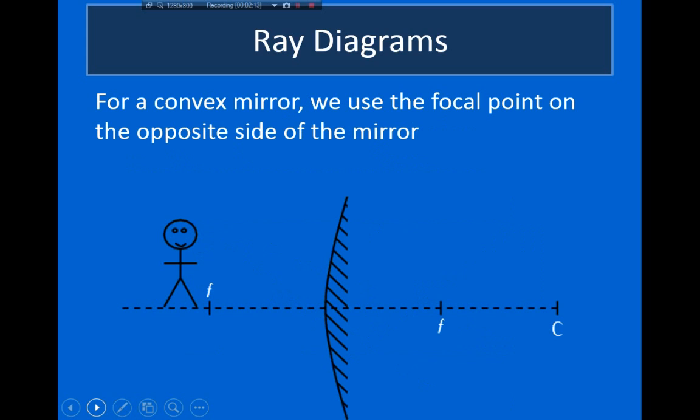Now the next thing I want to look at are the ray diagrams drawn for a convex mirror. And again, this is just like the trick that we used for drawing the ray diagrams for a diverging lens, is that we just wind up using the focal point on the opposite side. So here we're going to use the focal point behind the mirror instead of the focal point in front of the mirror. But besides that, everything's going to be the same.